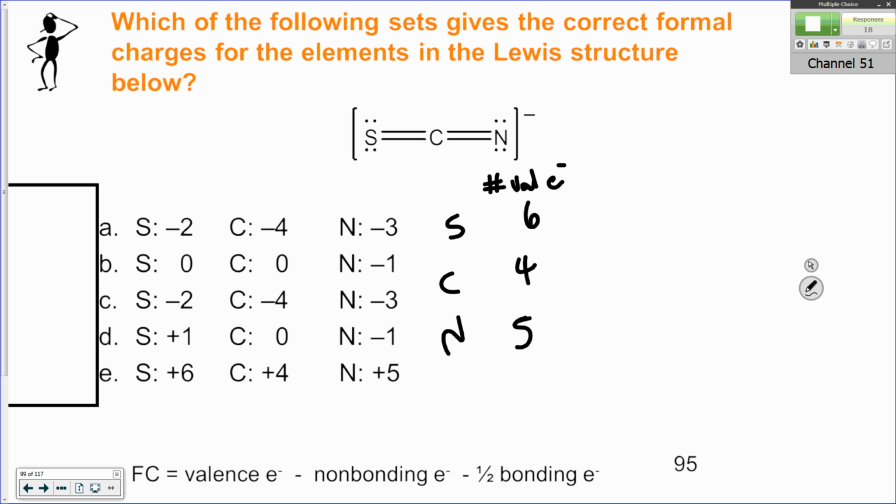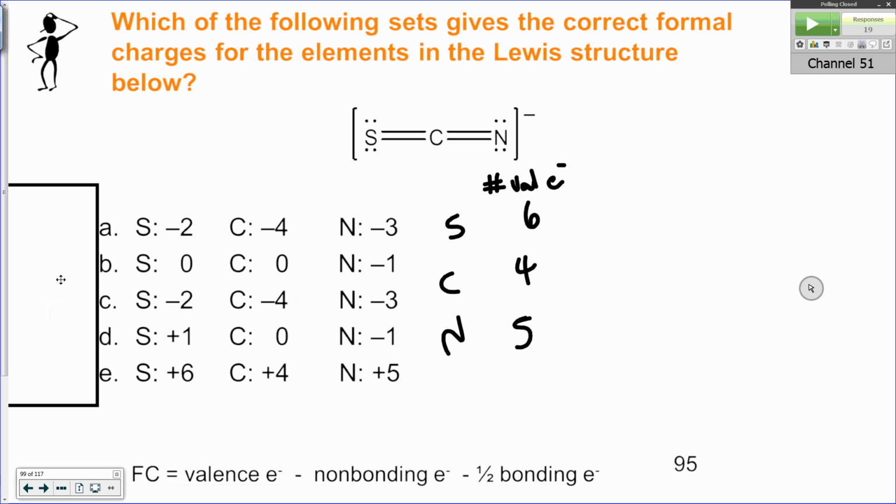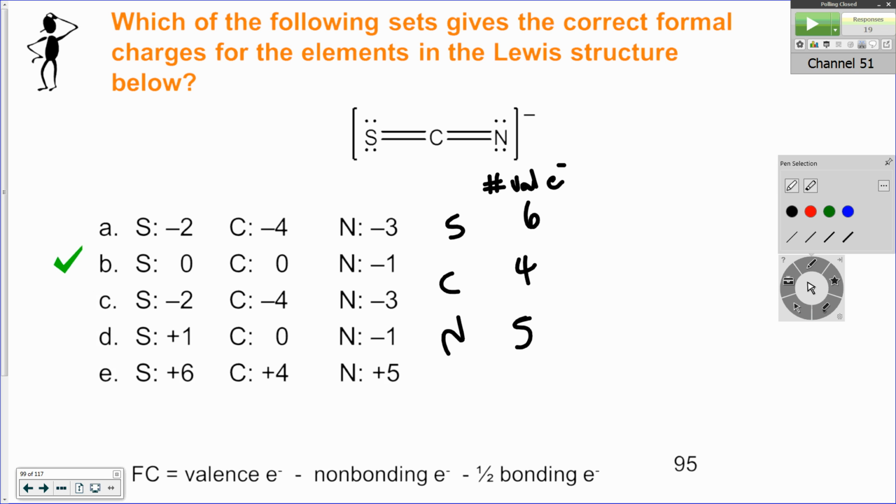Need one more. All right, I think that's it. Everybody's in. We're a little bit more mixed on this one. Most of you said B, but C was right behind it. It was B.